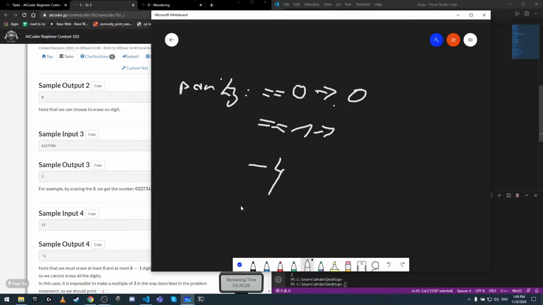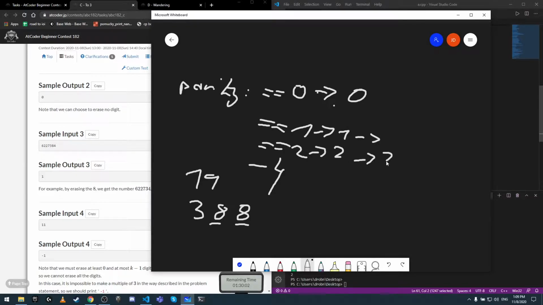For example, if we would have 3, 8, and 8, then what's the parity? Parity is 3 plus 8 plus 8, it's 19, so the parity is 1. Yep, so that makes sense. And otherwise, if it's 2, then we either remove 2 or we remove 2 times 1 or 2 times 2. Okay, so that's basically the solution.